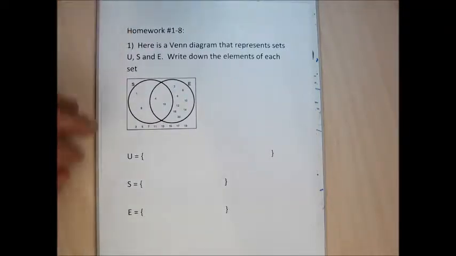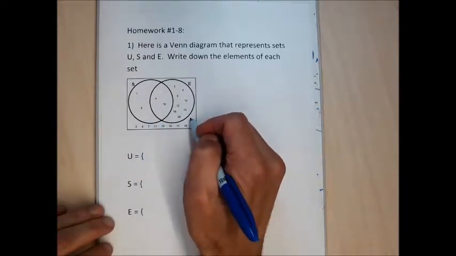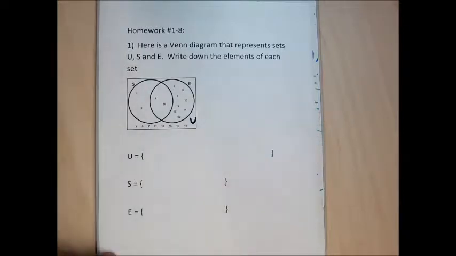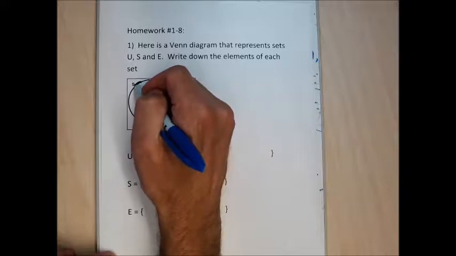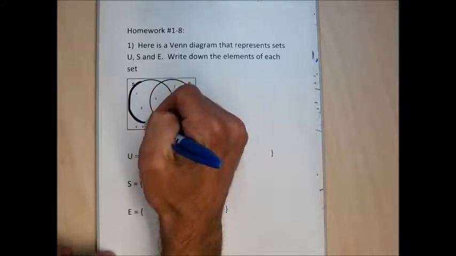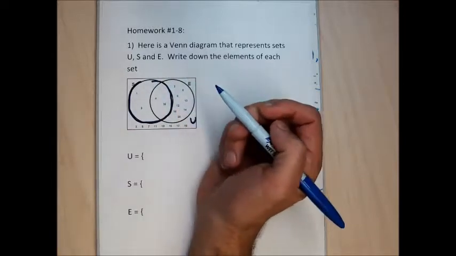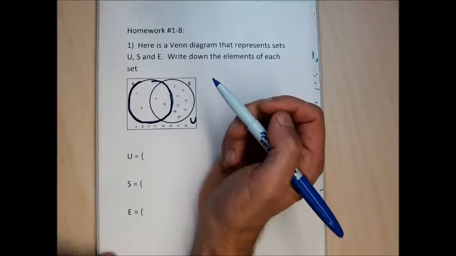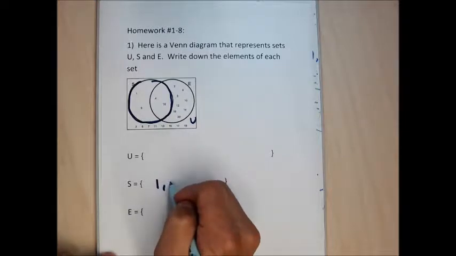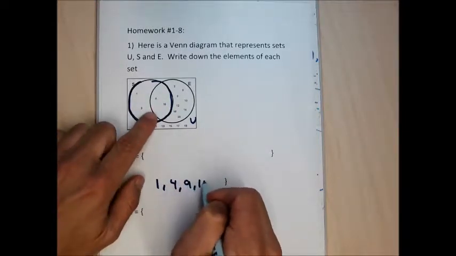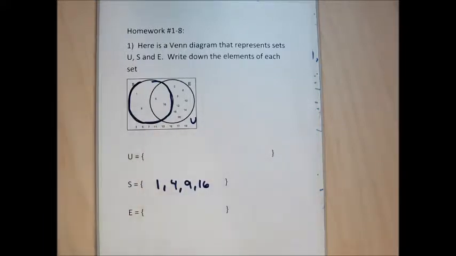Here's a Venn diagram. It represents the universal set, a set called S, and a set called E. And all I'm asked to do is to write the elements of each set down. So first I'm going to write the elements of set S by looking inside the S circle. And inside the S circle, there's four numbers. Those four numbers are going to be the elements of set S, namely the numbers 1, 4, 9, and 16. I didn't need to write them in ascending order, but it just kind of felt good to do that.